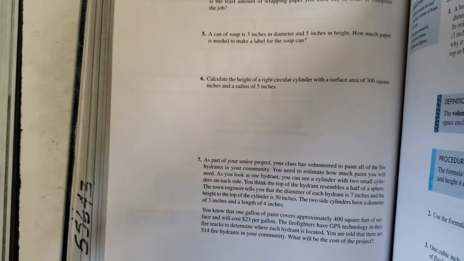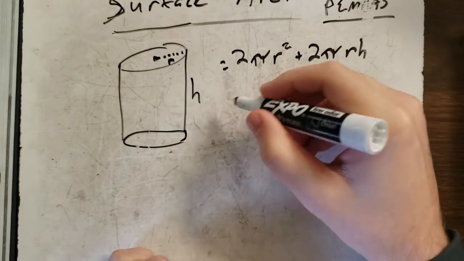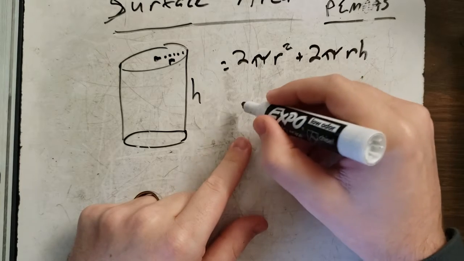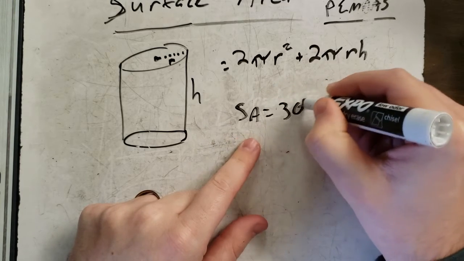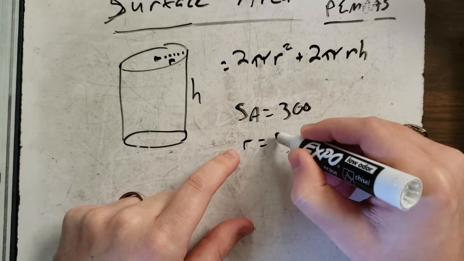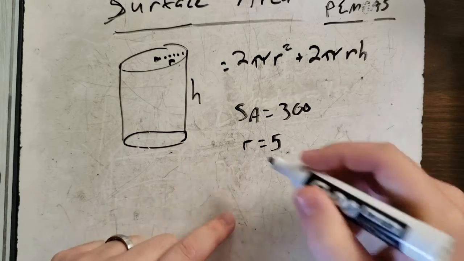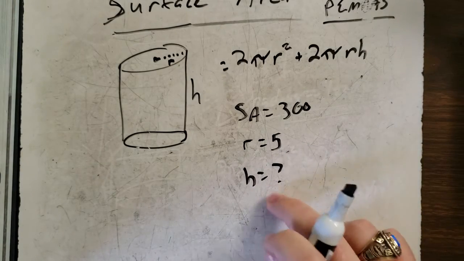So we need to plug into our formula what we know, okay? So we know for this problem that our surface area, our SA, is 300, and we know that our radius, all right, is 5. We need to find the height. That's what we're trying to find, okay?